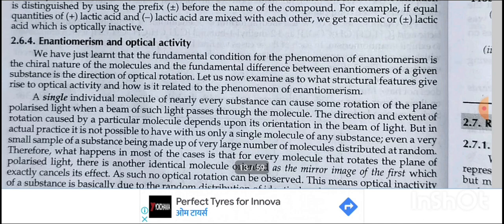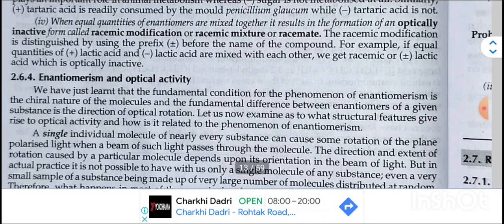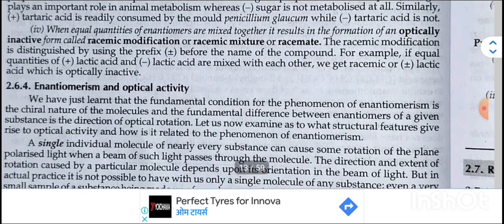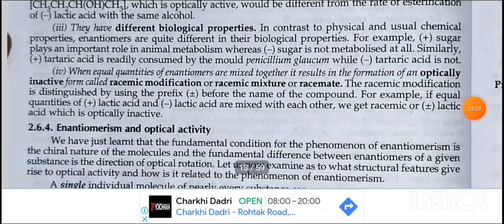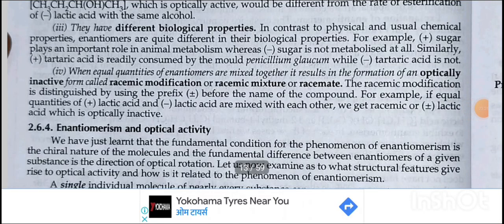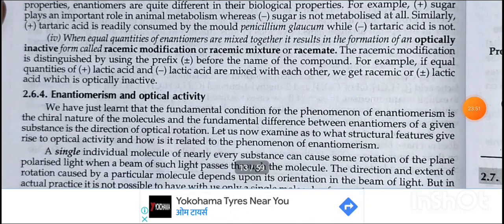Enantiomers and optical activity. We have just learned that the fundamental condition for the phenomenon of enantiomerism is the chiral nature of the molecule, and that the fundamental difference between enantiomers of a given substance is the direction of optical rotation. Let us examine what structural features give rise to optical activity and how this is related to the phenomenon of enantiomerism.